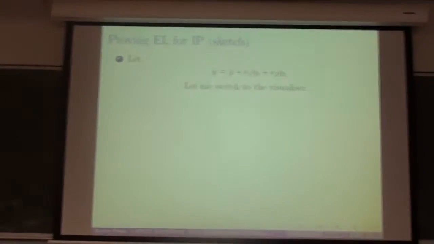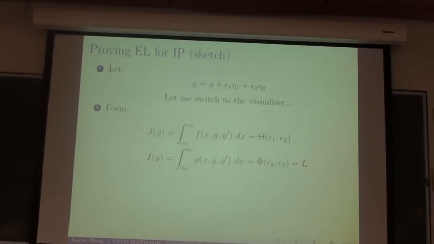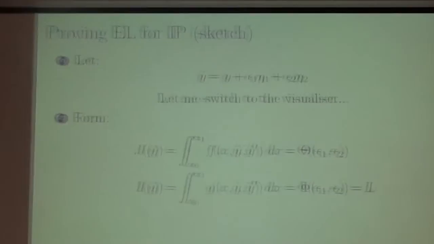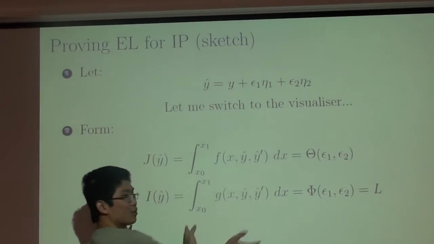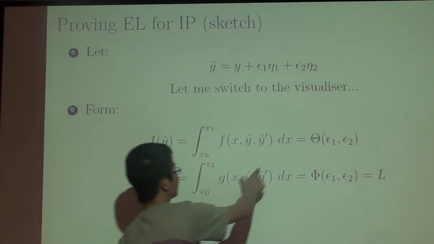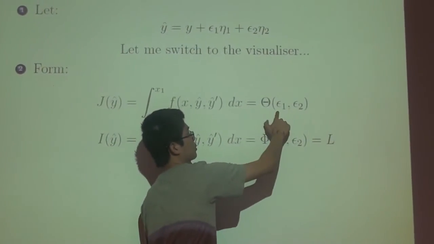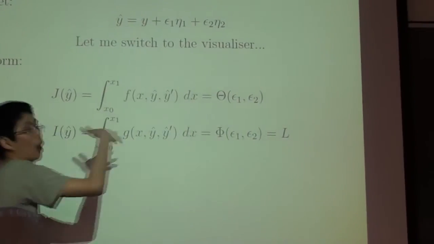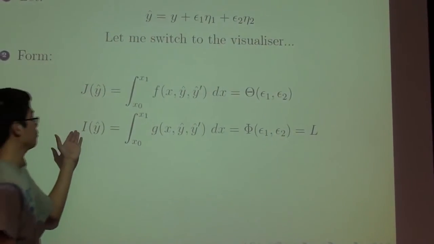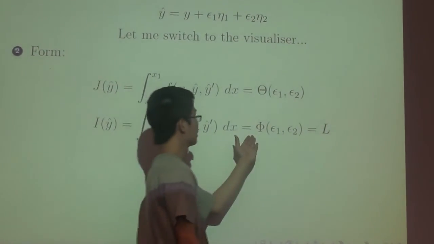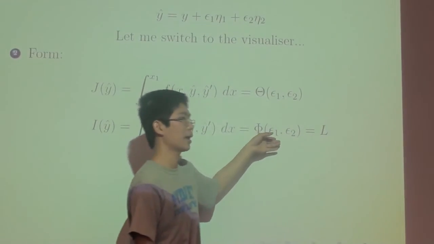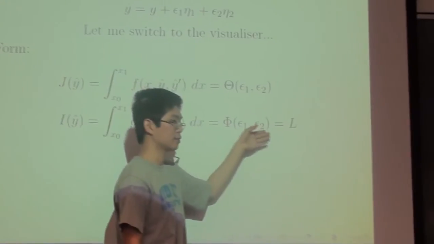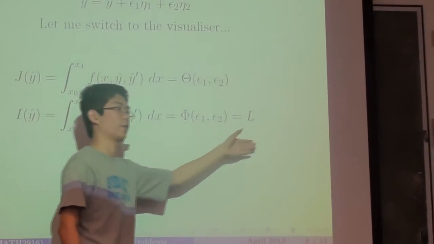Okay, so once you have that, of course, you can substitute y hat into J and I. Now once you have those two, you have this horrible integral, but don't worry, we don't care about that, because we can consider the whole integral as a function taking epsilon 1, epsilon 2 as parameters. And the same thing happens for I of y hat. That equals some function capital phi, taking epsilon 1, epsilon 2 as its parameters, and that always evaluates to L.